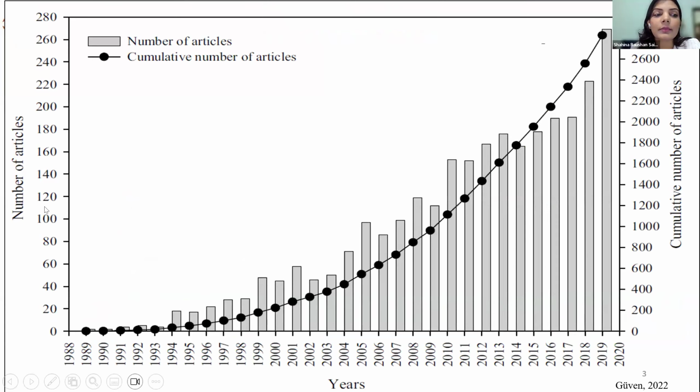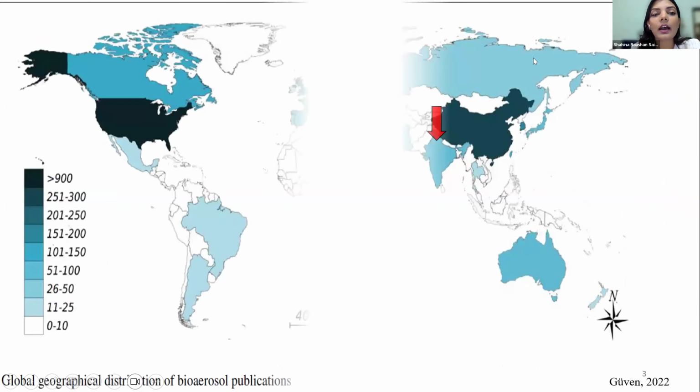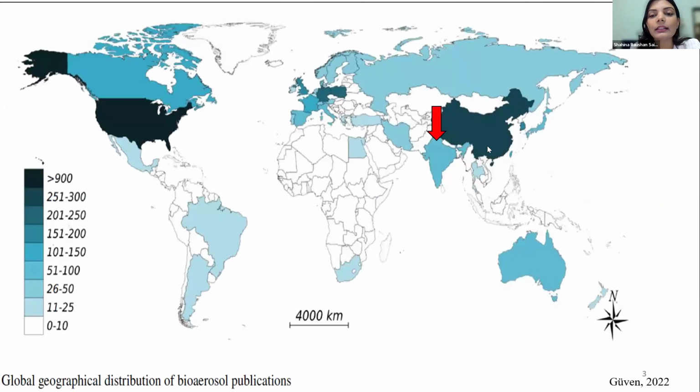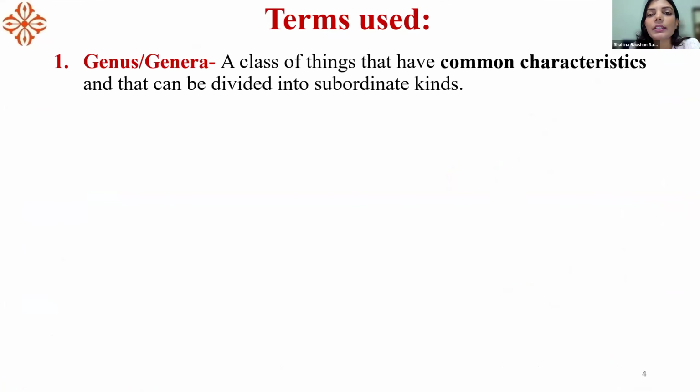On the global scale, in the last three decades, the number of articles published with the keyword bioaerosol is only 3,000. After the USA and China, India is third, with about 200 research articles on bioaerosols. So it is an exponentially growing field of research. As it is a general audience, I'd like to give a few terms which would help to understand this field of research.